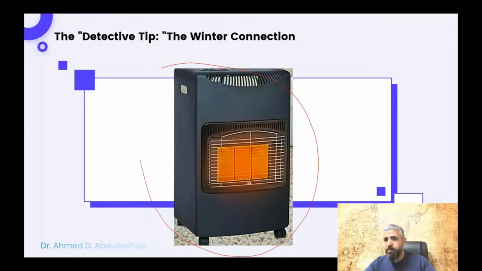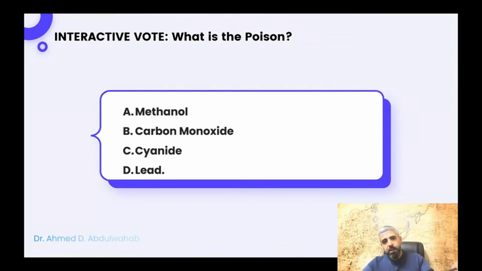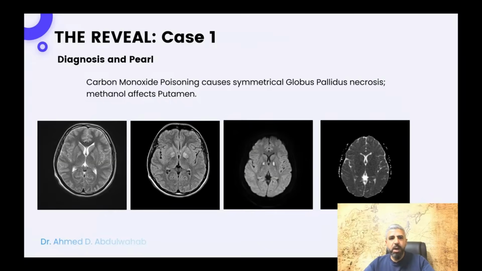Radiology is 50% imaging and 50% history. Remember, she was found in a closed room in winter. So what gas loves to eat the globus pallidus because it has the highest oxygen demand? The options here are A, methanol, B, carbon monoxide, C, cyanide, and D, lead. So what's the poison? The reveal in case 1: it's carbon monoxide poisoning.